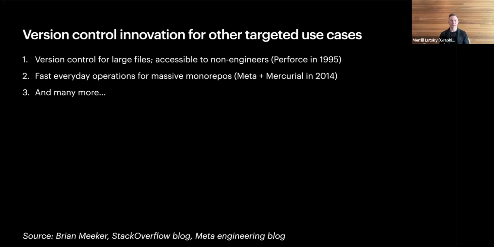Facebook is famous for really pushing forward the state of the art for monorepo tooling. They developed Mercurial based on SVN and a whole suite of tools around how you do fast operations on a monorepo, doing things like shallow cloning to make sure that you're not spending a massive amount of time every day just pulling and pushing your repo. So that's a quick idea of some of the innovations that were made for more targeted use cases.